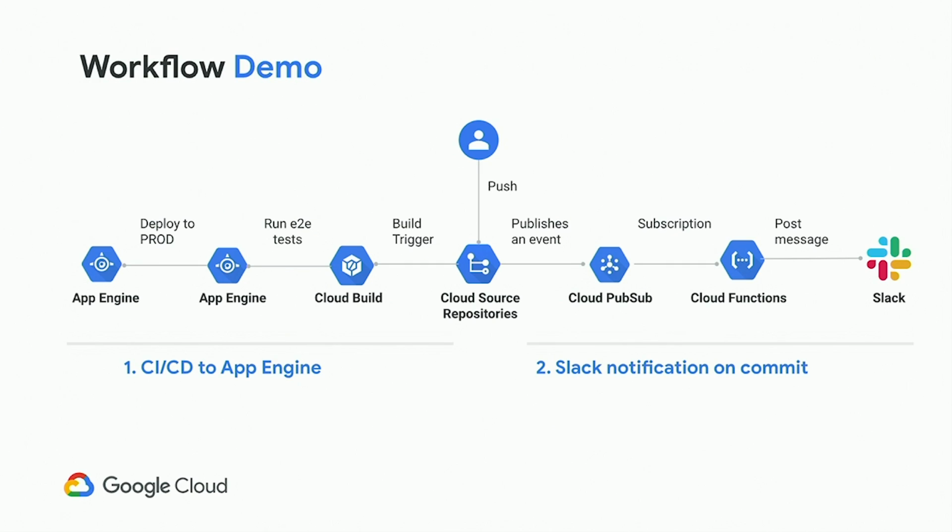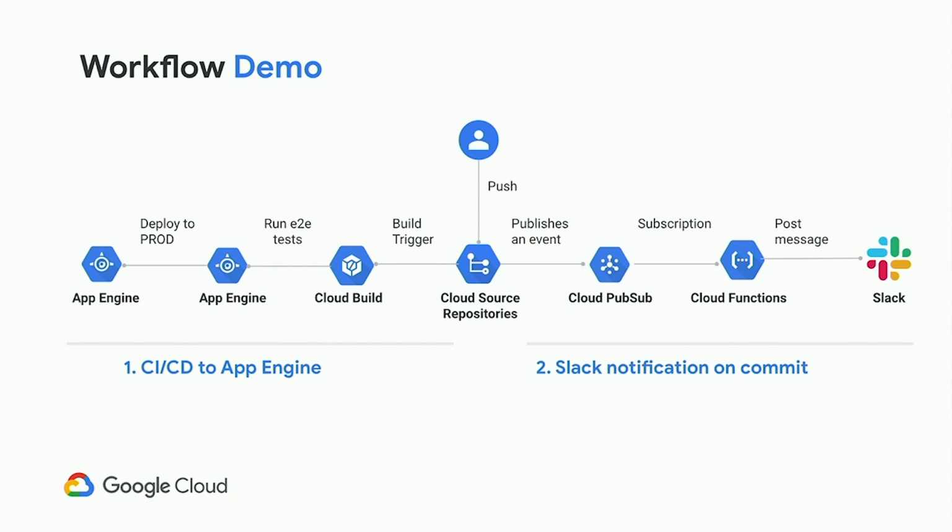In the second stage, what we are doing is we are sending a notification to Slack. The steps look something like this. Starts again with developer checking in the code. Cloud Source Repositories publishes an event to Cloud PubSub.